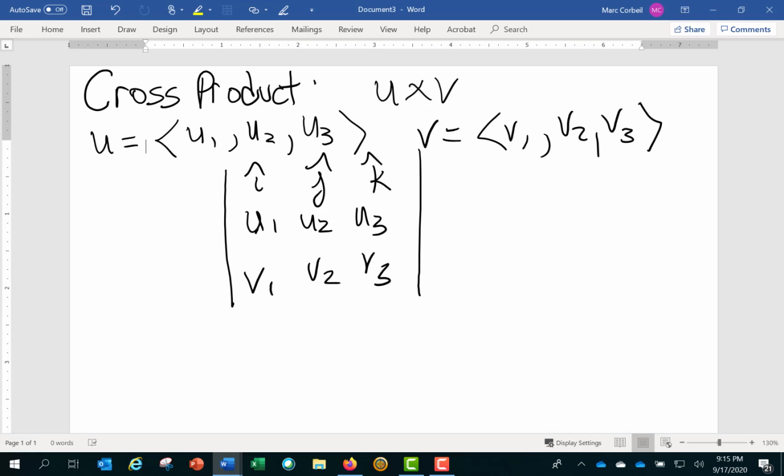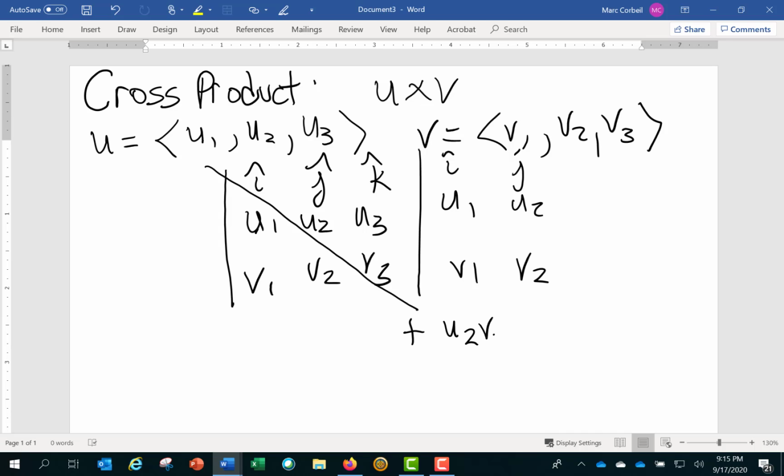To do this nice and smoothly, to account for everything, we're going to include the first column a second time, I, U1, V1, and then J, U2, V2. Now it's a matter of doing diagonals. All the diagonals this way are going to get added. So we'll start with the first one. I'll just do it in order of U's first, V second: U2, V3, and that's an I.